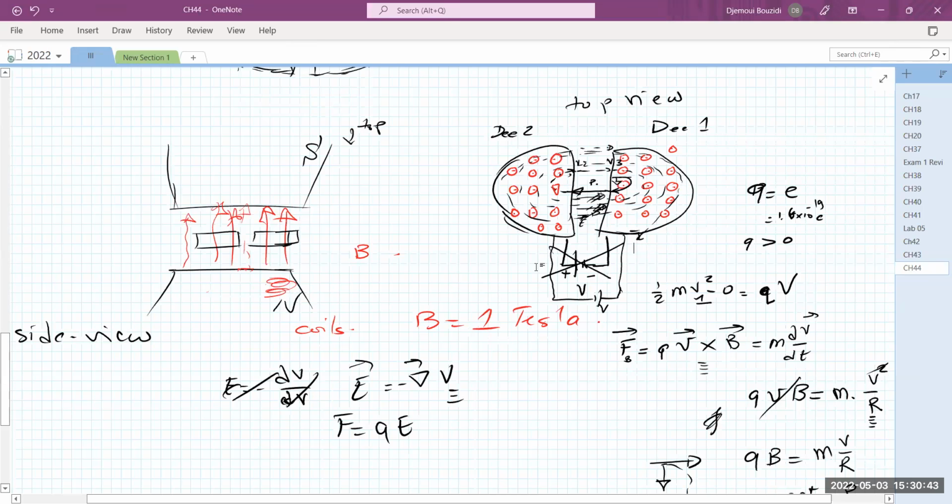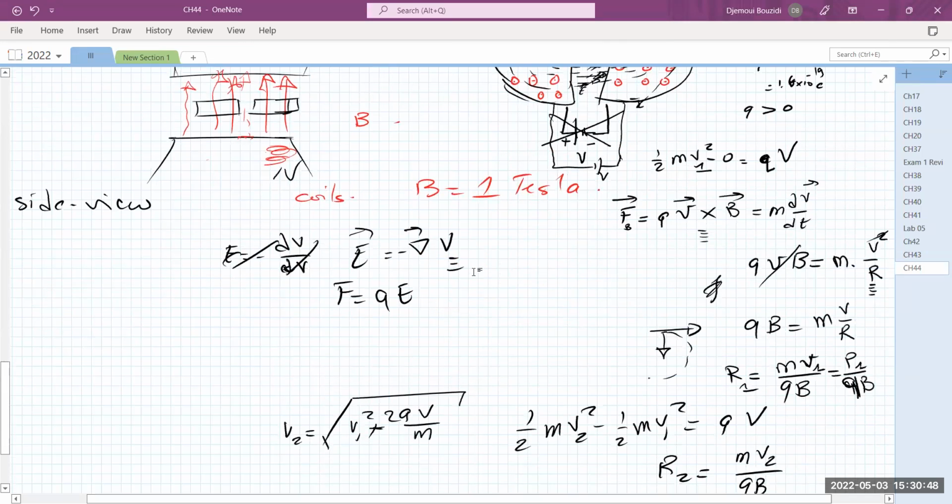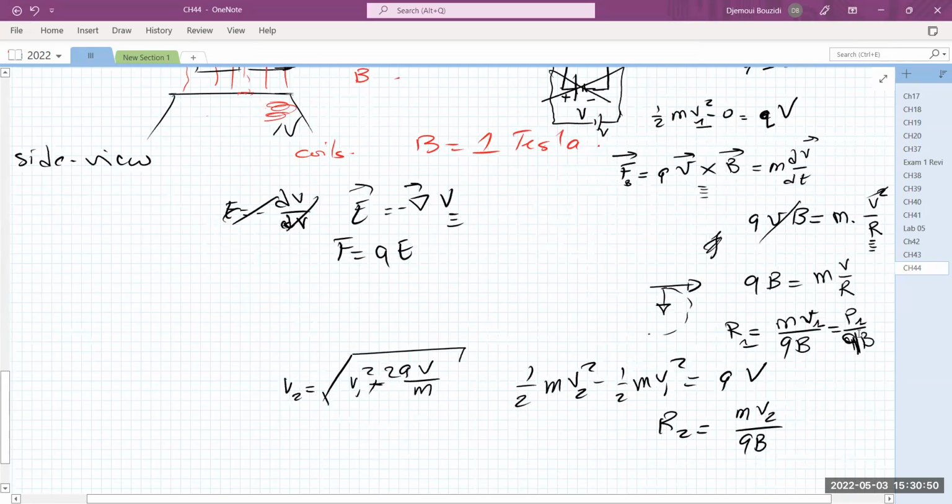Here is a question. What is the rate at which I need to flip this voltage? That's a big question. And the rate at which I need to flip that one is the rate when this thing comes out.